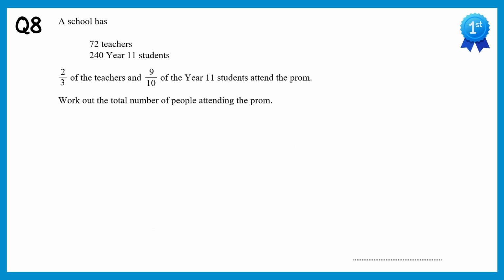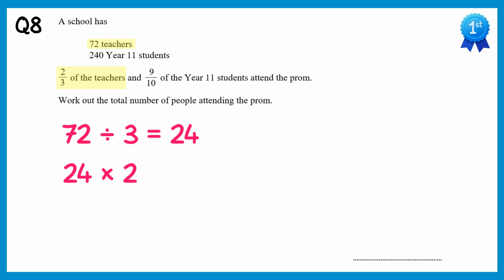In this question, we have 72 teachers at a school, but we're told that 2/3 of them are going to go to the prom, so we need to find 2/3 of 72. To do this, we're going to do 72 divided by 3. This gives you 24. Now that's 1/3, but we want 2/3, so we're just going to multiply this by 2. 24 times 2 is 48. So 2/3 of 72 is 48.